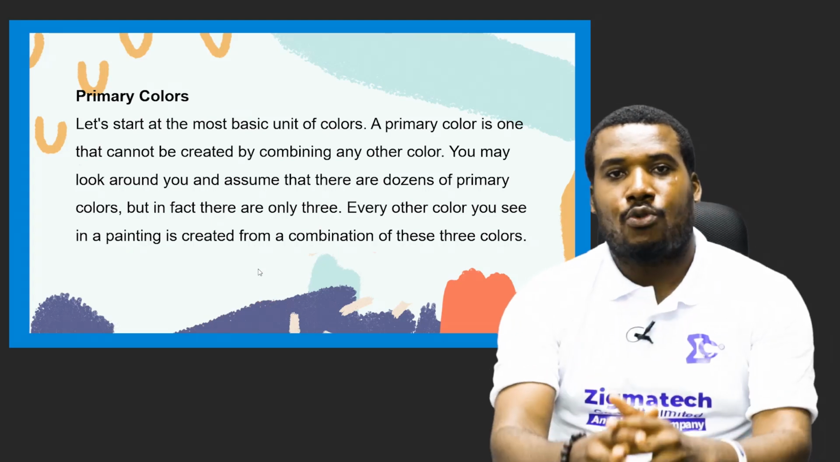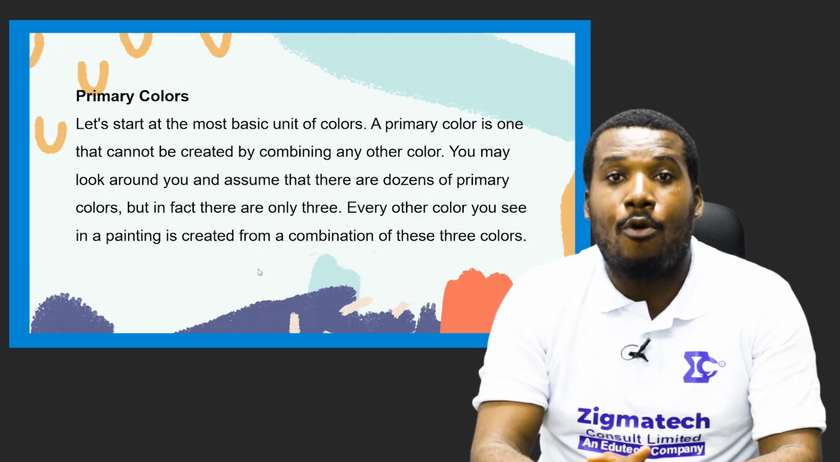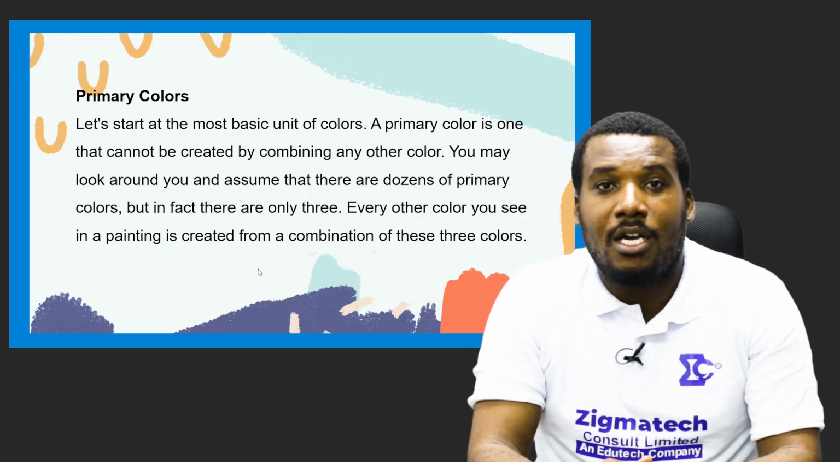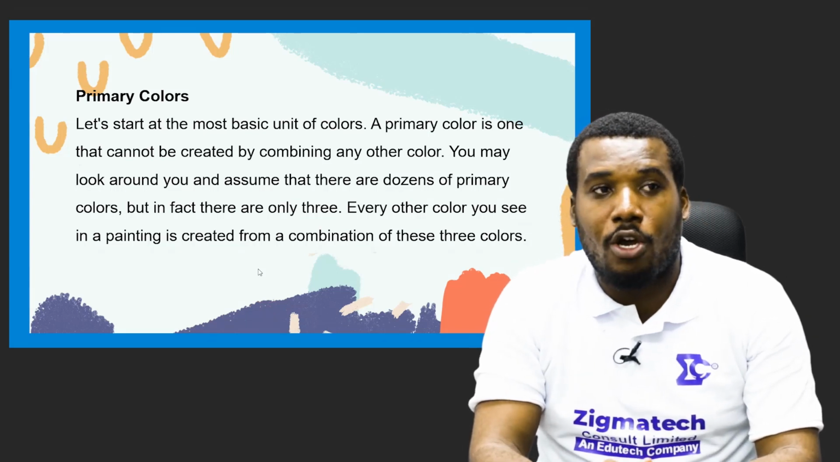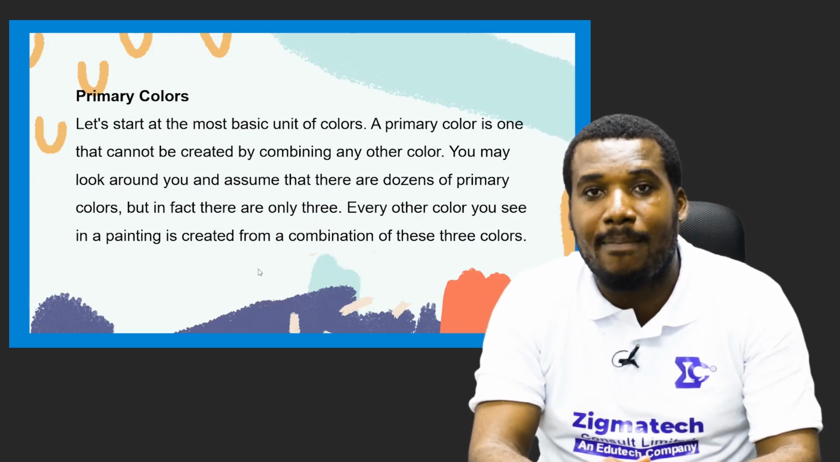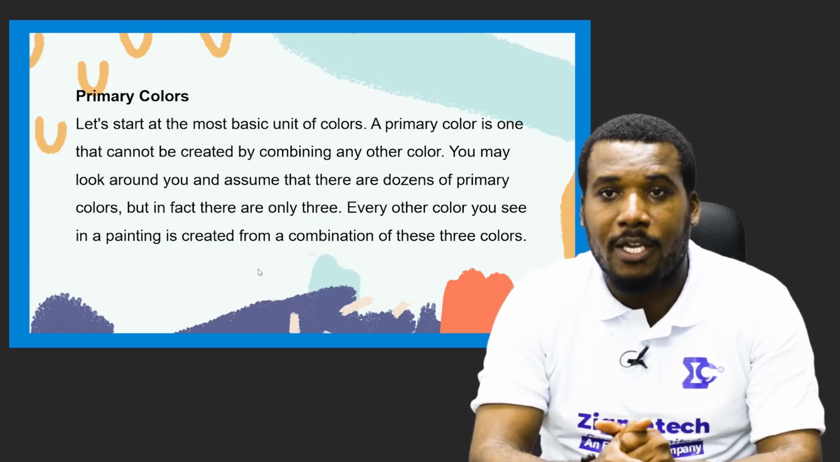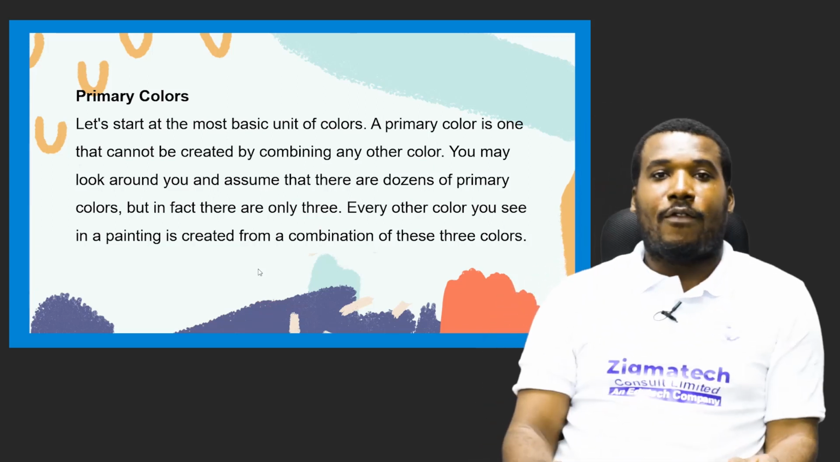Now in today's class we're going to be covering the primary colors and the secondary colors. I will be touching a bit on the tertiary colors, the mixing of colors, and the complementary colors. These are all we are going to be doing today. Now let's start at the basic unit of colors.